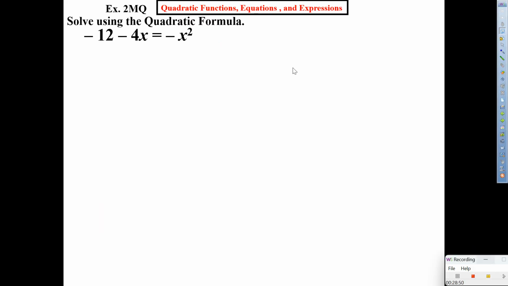All right. Now that we got the hang of it, copy this one down. Example 2 mega Q. Once again, solve using the quadratic formula. -12 minus 4x equals -x squared. Let's see how you do with that one completely by yourself. The whole process. Copy and go.